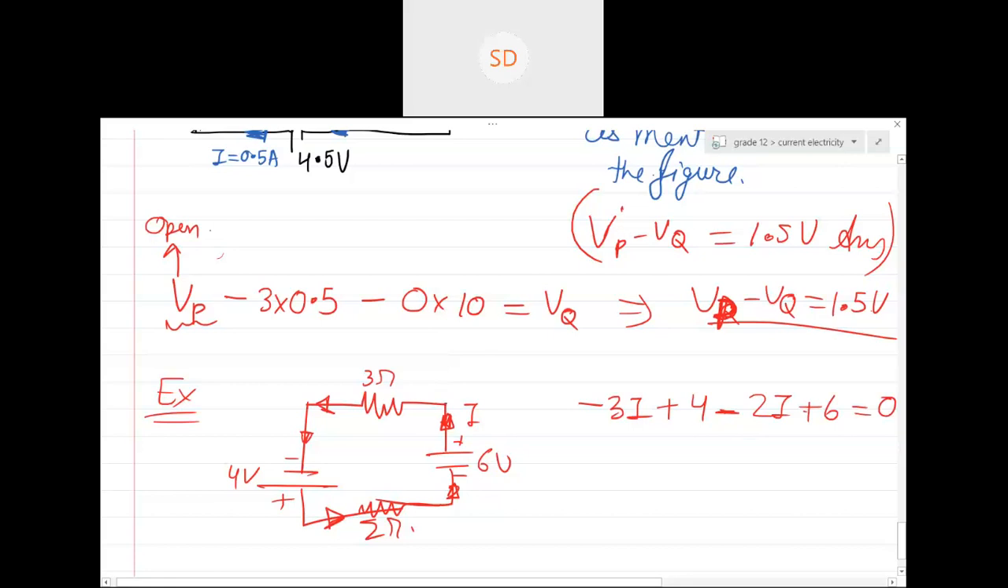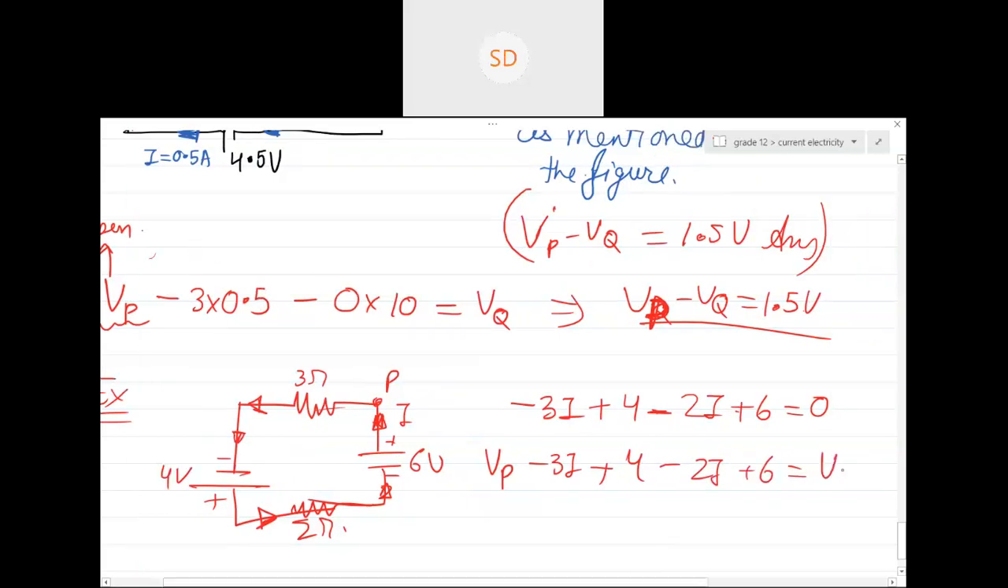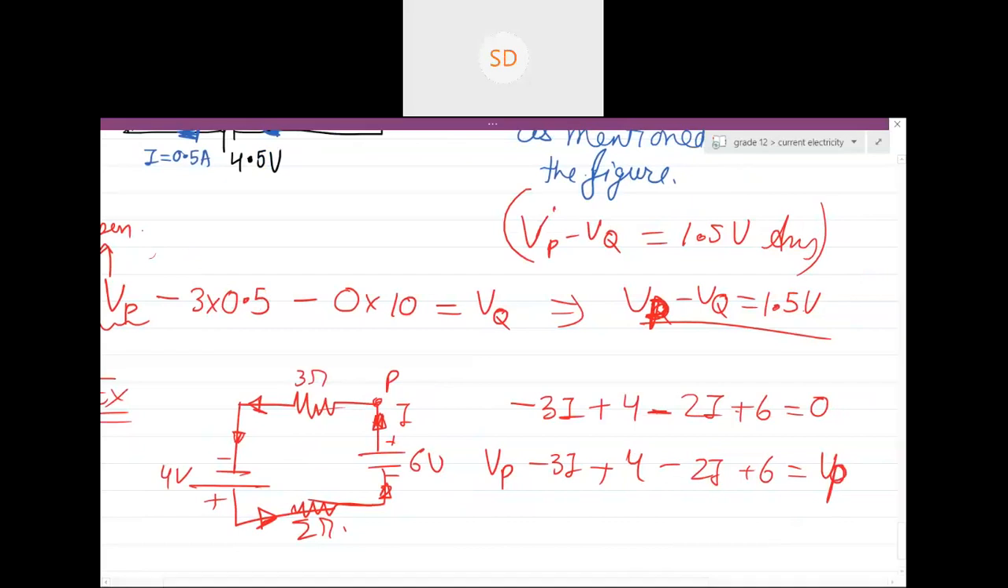So basically you have started from this point, right? So let me start from this point. VP minus 3i plus 4 minus 2i plus 6 equals, did I reach point P again? So VP, and this gets cancelled and this will be the equation. So basically we are using the same equation, but instead of applying it on the loop, we are applying it on any general point.